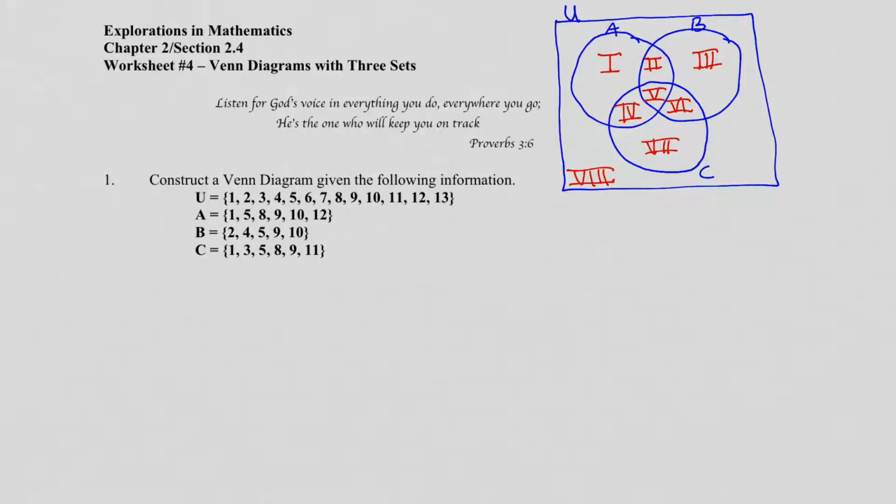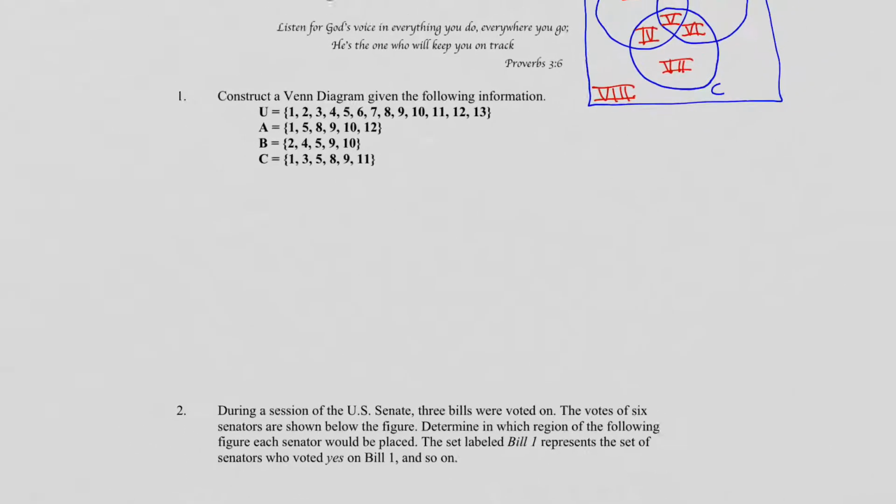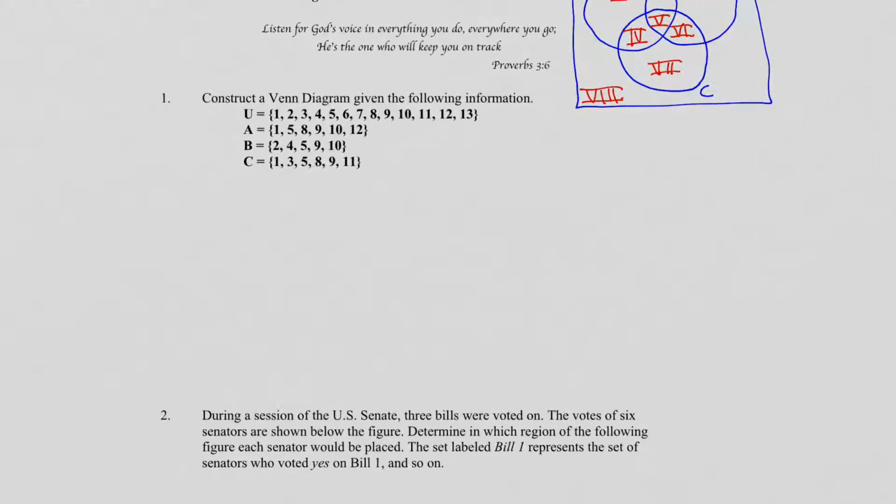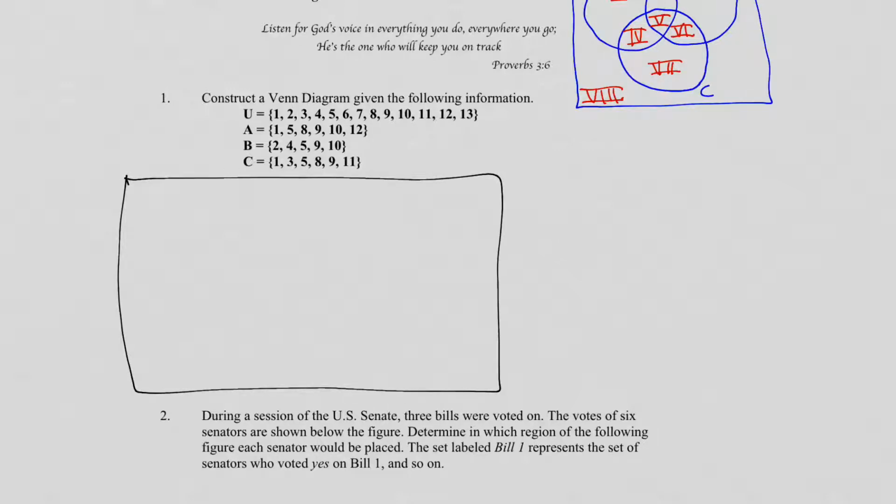All right, so we have number 1. It says construct a Venn diagram given the following information. So there you have the universal set U, which is 1 through 13. And then you have the subsets A, B, and C, which have various numbers in it. Okay. So we need all the room we can on the left side for a big Venn diagram, so we can see things clearly. So we're going to need some room on the left, and let's see, that looks pretty good.